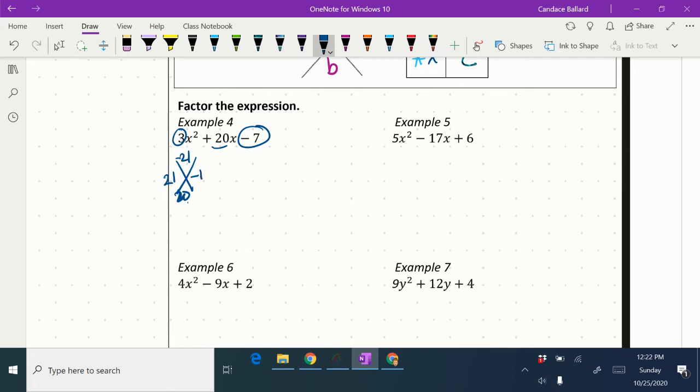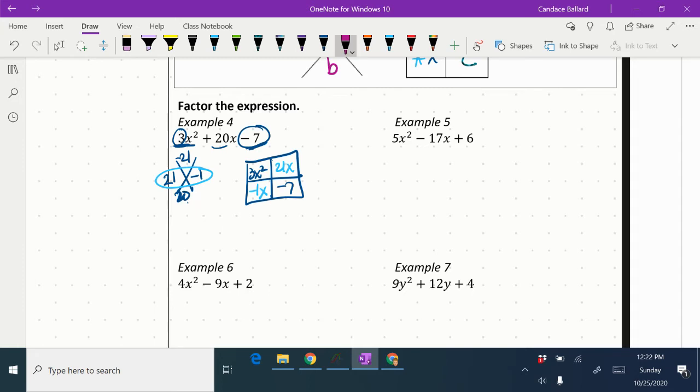Then I notice I have a leading coefficient, so I need to use a box. I'm not going to write my box super tiny because I have to get stuff in there. Top left-hand corner is 3x squared. Bottom right-hand corner is -7. Then I put whatever I got in the magic x in there. So 21 followed by an x and -1 followed by an x, and the two that are in light blue can be reversed.